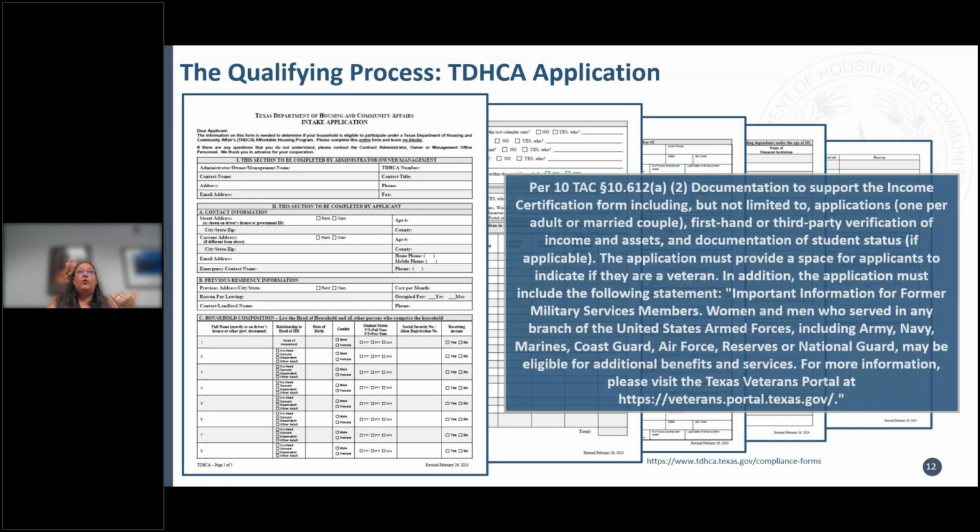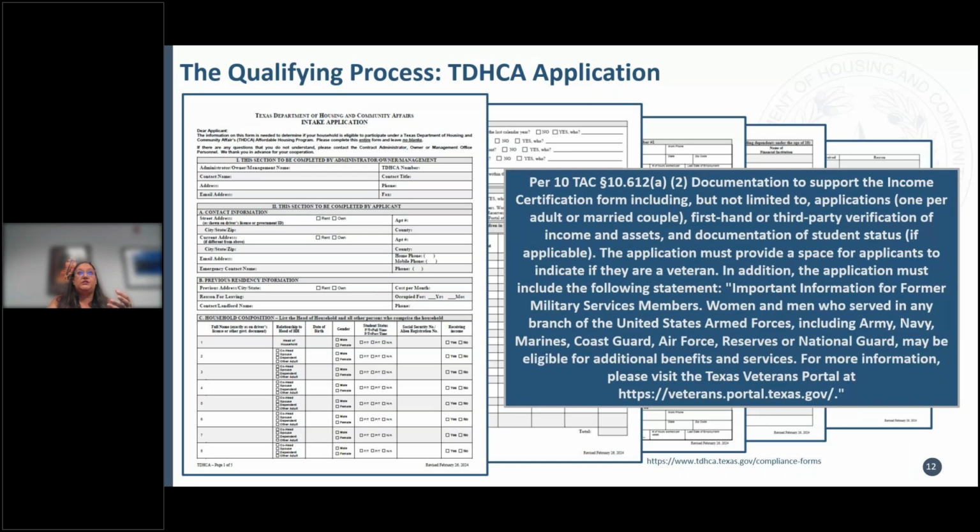So we do have our rule, which outlines some very specifics about the application that I wanted to be sure we shared with you today. The Tenant Act requires documentation to support the income certification form, including applications, one per adult or married couple, first-hand or third-party verification of income and assets, and documentation of student status if applicable.